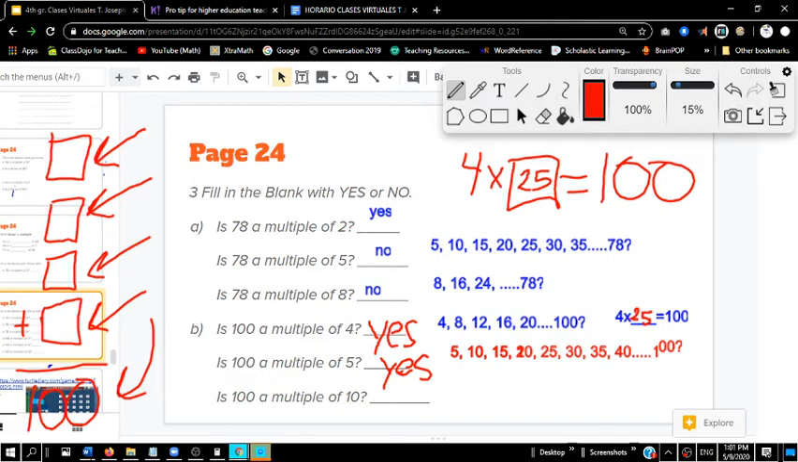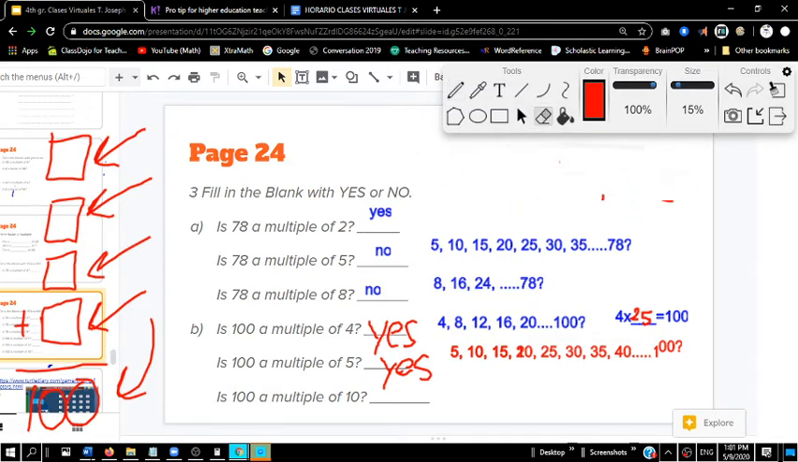Okay. Oh, we were doing multiples of 5, not 4. Let's try that again. I can prove that by taking 5 times some number. Okay, we're working with 5. Sorry about that. Which will equal 100.